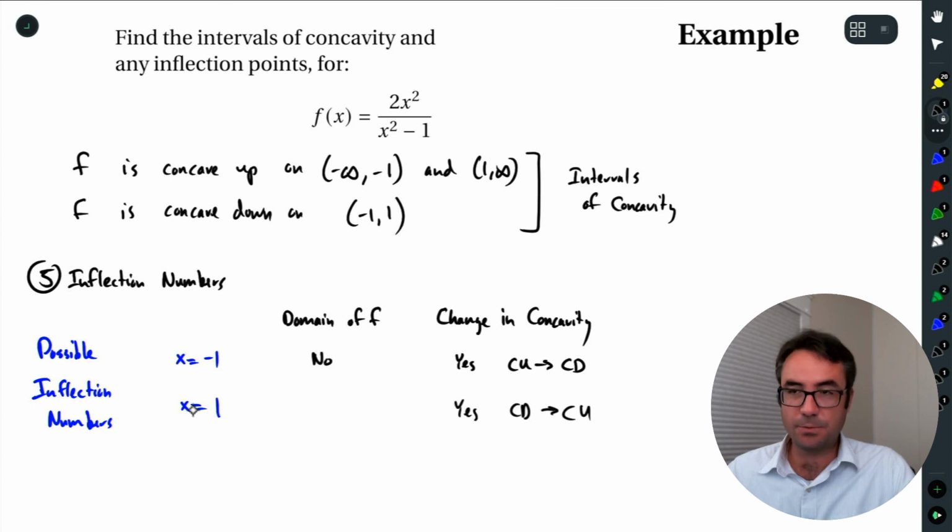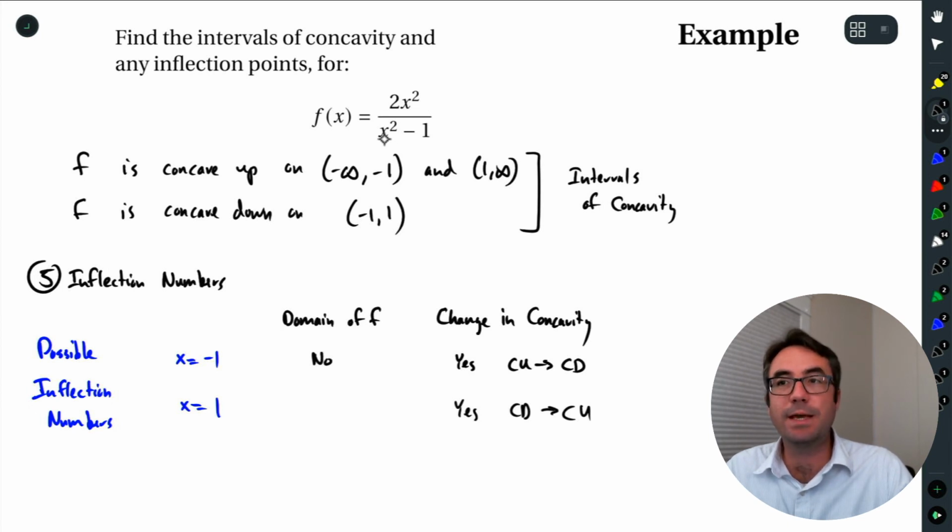What about x equal to +1? What's going on there? Well, try plugging +1 in. We get 2 on the top, and we run into the same problem. We get 1 squared minus 1. We get 1 minus 1. We get division by 0. So x equals 1, if we try plugging it into this original function, gives us division by 0. So no, it's not in the domain.